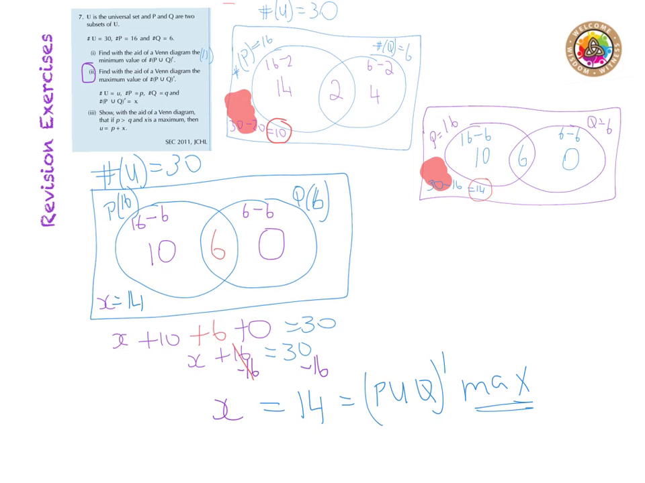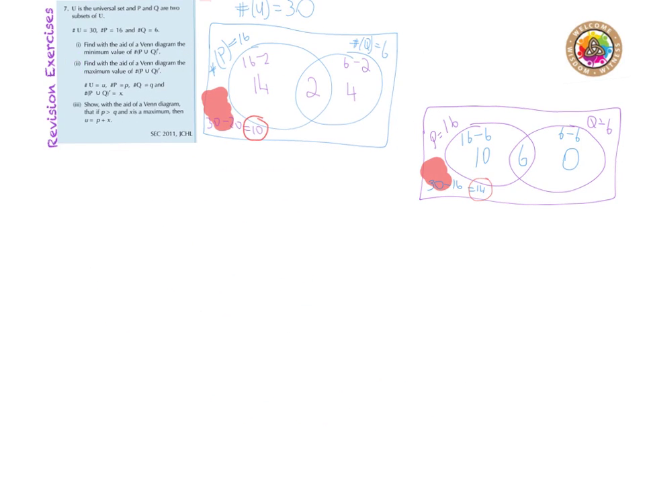Okay, now we'll have a look at our third part. Here in part 3, it tells us if the cardinal number of U equals u, of P equals p, of Q equals q, and P union Q complement equals X, show with the aid of a Venn diagram that if p is greater than q and X is a maximum, then u equals p plus X. Now, that looks a little bit like gobbledygook, so we'll begin by drawing our Venn diagram and labeling as they require.